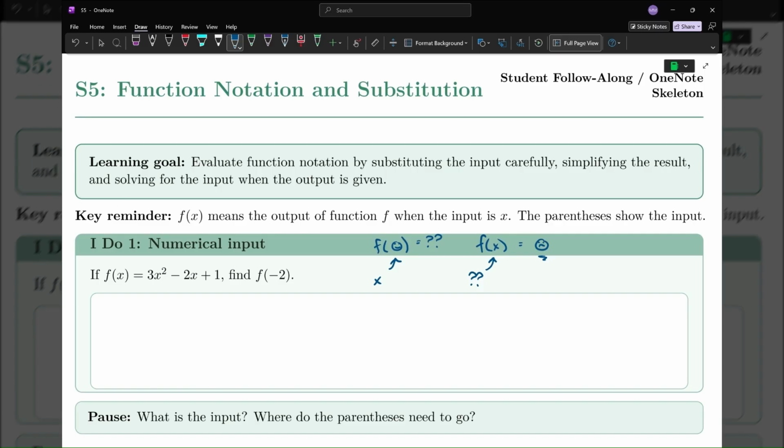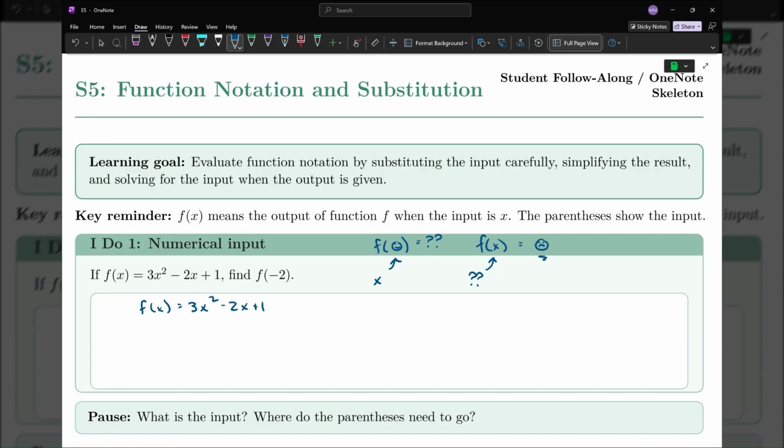Our first one here is I do one. So we have some function. Let's just start with the function. f of x equals some quadratic. In this video we're talking a lot about polynomials, mainly quadratics. That doesn't have to be the case, so this function could be whatever. This one just happens to be a nice polynomial.